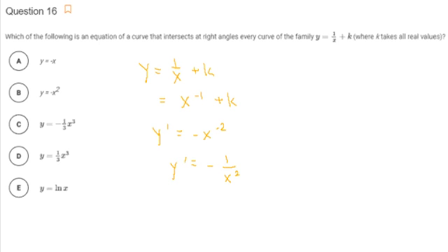So now, right angles. That means, let's call this y1 prime. The slope of y1 prime is negative 1 over x squared. That means the slope of anything perpendicular is going to equal the negative reciprocal, x squared. So which one of these is going to have a slope of x squared?